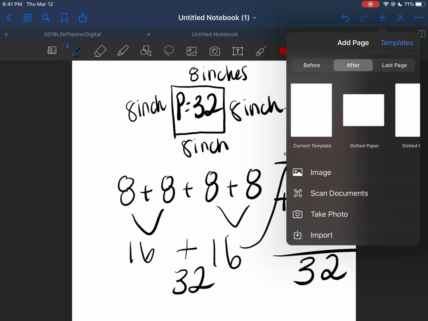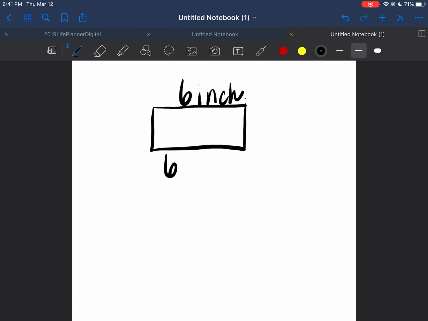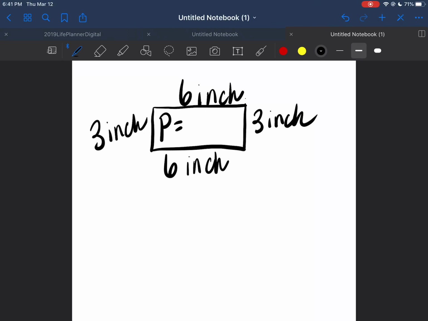Easy. All right, let's try it with a rectangle. It's not going to be the best rectangle, so bear with me. One side of our rectangle is 6 inches. If the top is 6, the bottom must also be 6, because rectangles have 2 sets of equal sides. Our other side is going to be 3, so we know the other side must be 3. Again, we want to know what P equals, or the perimeter.